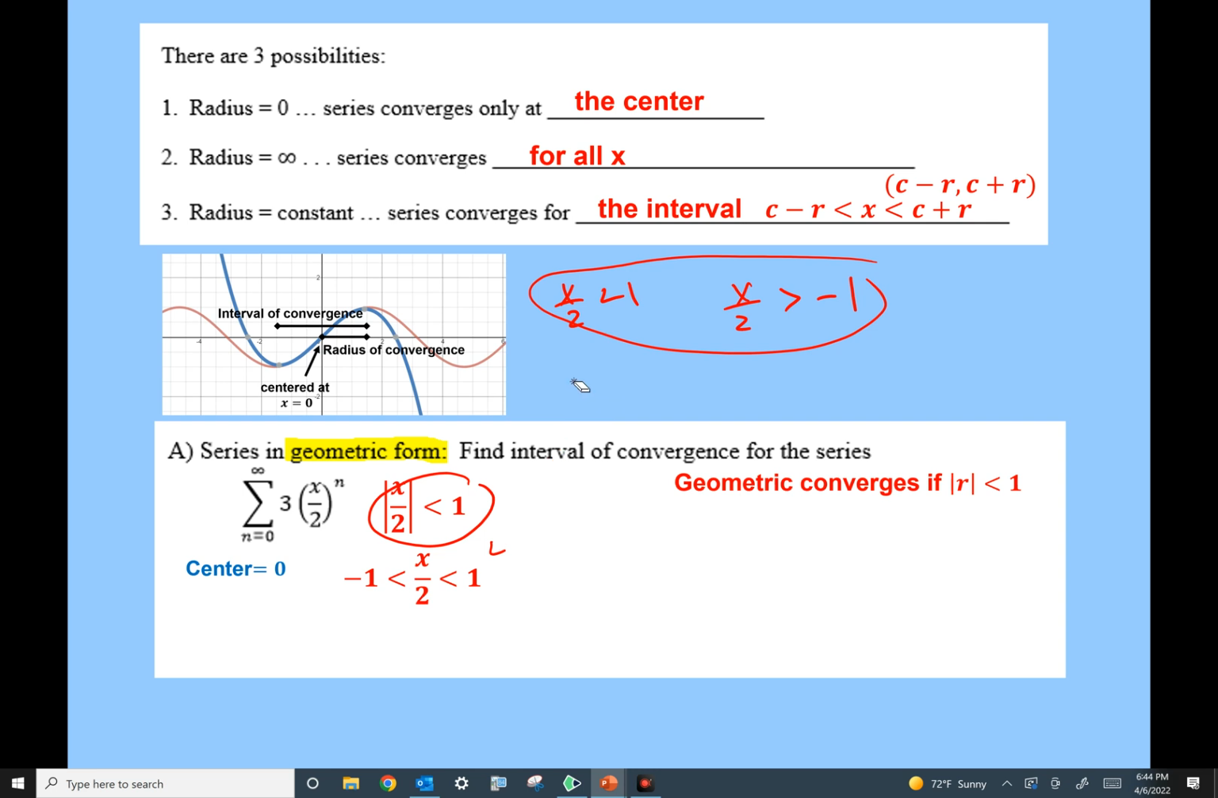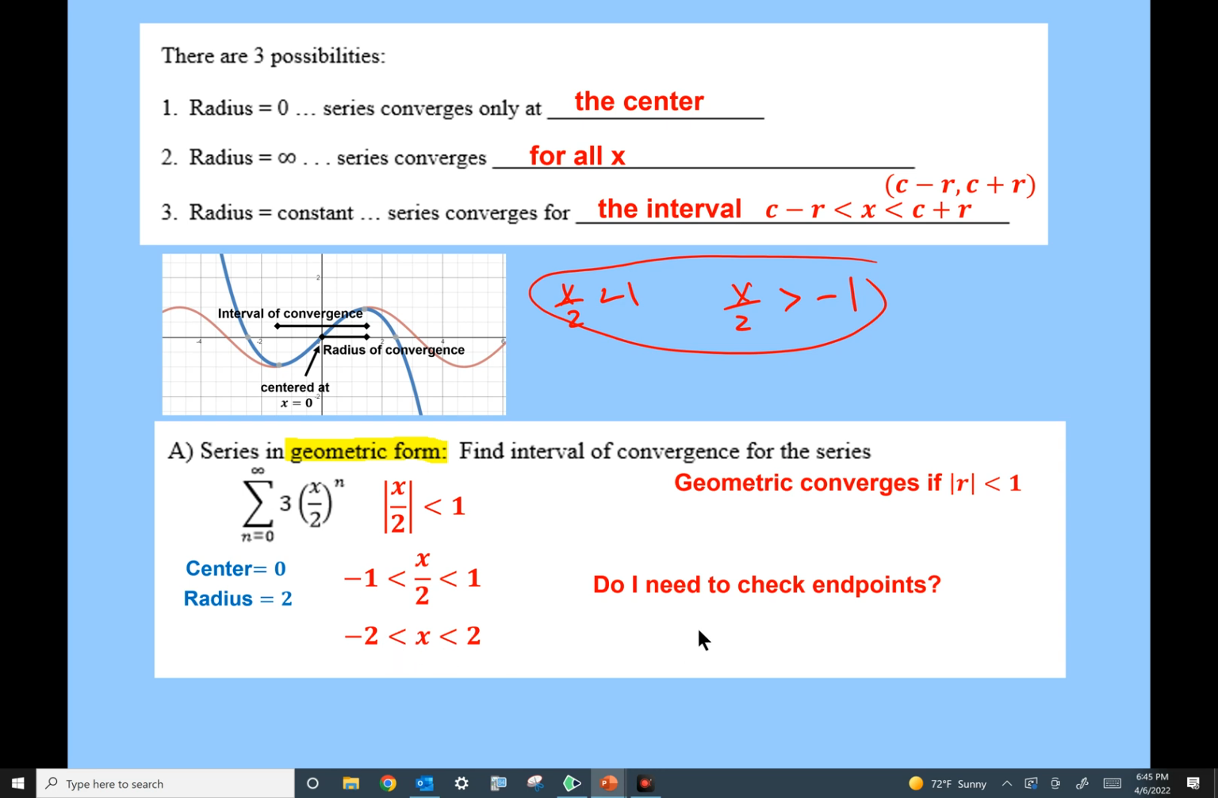So if I finish solving this, if I want to get the x by itself, I could multiply both sides by 2, and so I'm going to have that x is between -2 and 2. Well, if my interval is from -2 to 2, and I know this was centered at 0, that means that the radius is 2, because I went 2 to the right of 0 and 2 to the left of 0. And so my interval right now is -2 to 2. Well, I just have the less than. I didn't say equal to.